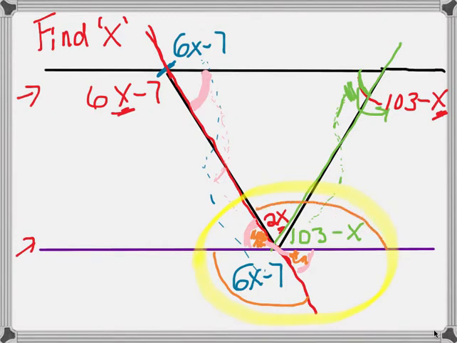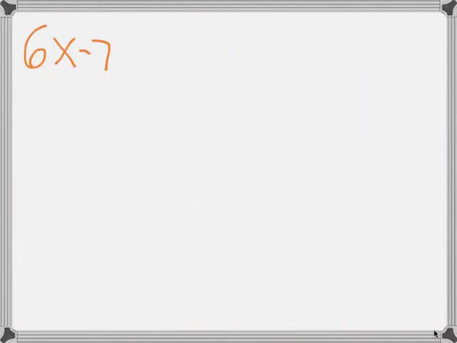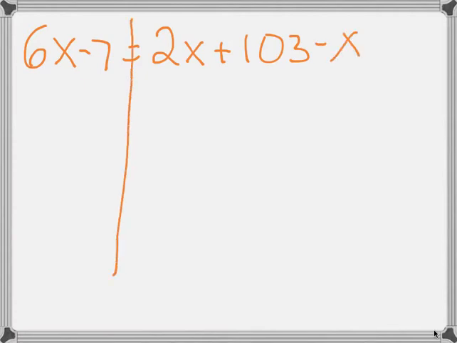They are vertical angles. This angle is equal to 2x plus the 103 minus x. Looking at that, it looks like something you can't solve, but when you write it out, it really is solvable. Just take a look here. I have 6x minus 7, and I'm going to set it equal to 2x plus the 103 minus x. Now, I can solve for x. It might take me a minute, but I can solve for it.